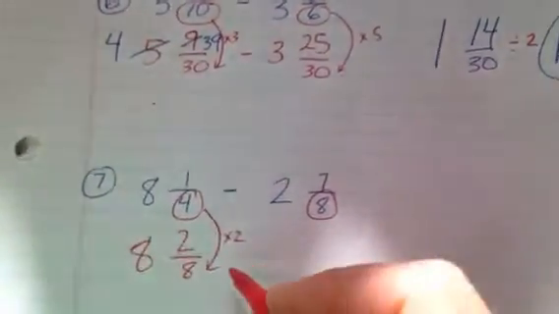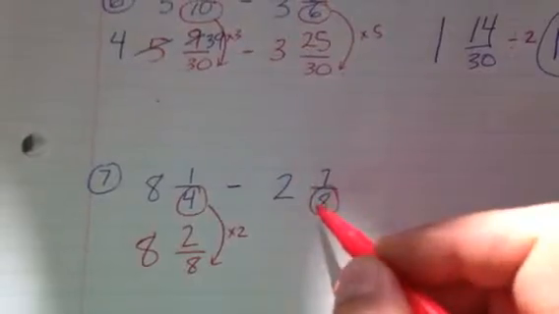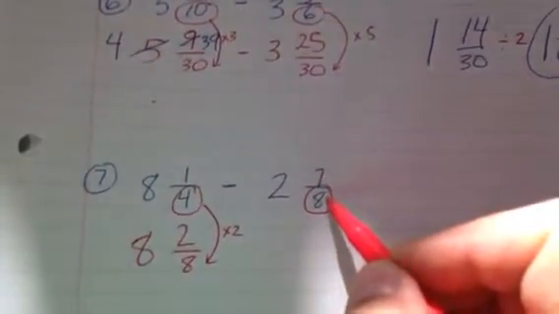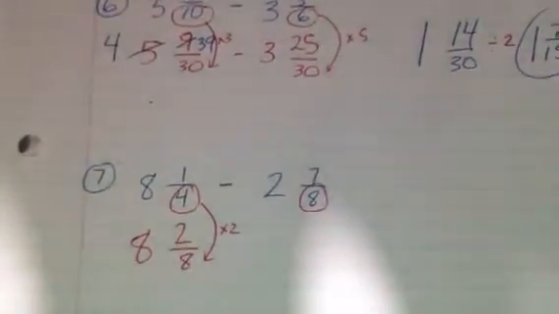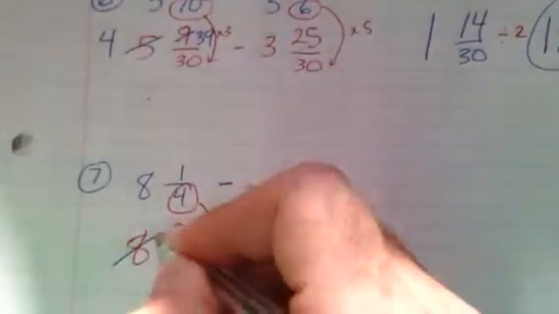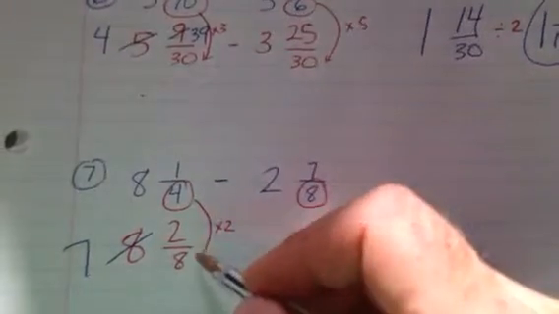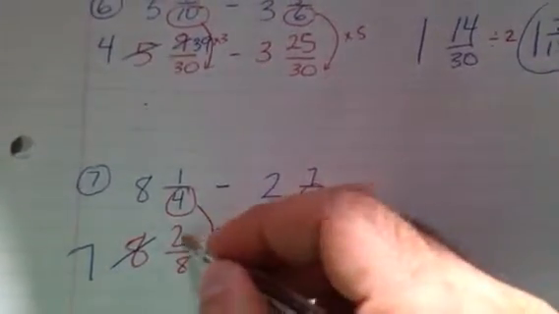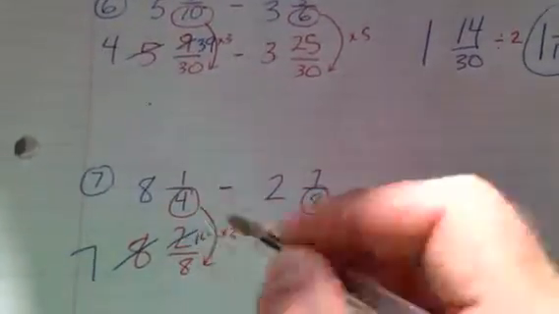This is 8 whole and 2/8. Take away 2 and 7/8. Well, 8 can take away 2, but 2/8 cannot take away 7/8. So this is the borrowing type. Borrow from the 8, cross it out, make it a 7. We add the 8 and 2 together. 8 adds to the 2, cross out the 2, make it a 10.